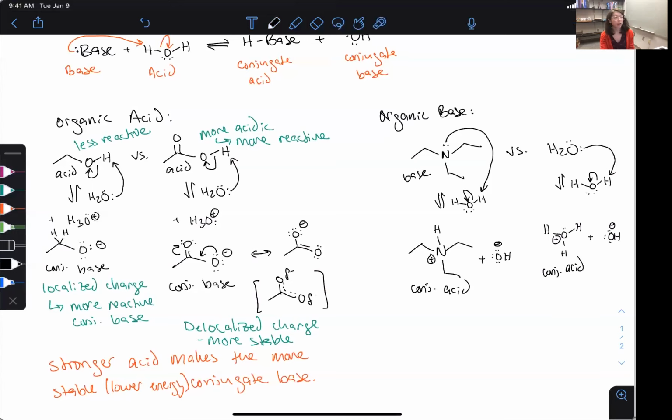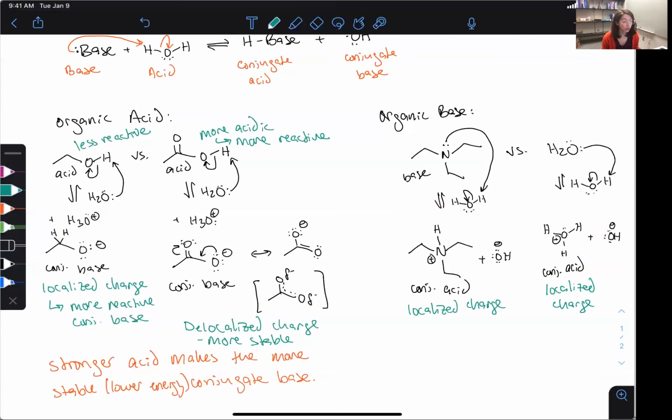All right, so if we compare these two this time, number one question, do we have any resonance going on here? No, right? Because we don't have any pi bonds nearby. We don't have anything to do resonance with. So these are both localized charges. Okay, they can't go anywhere.